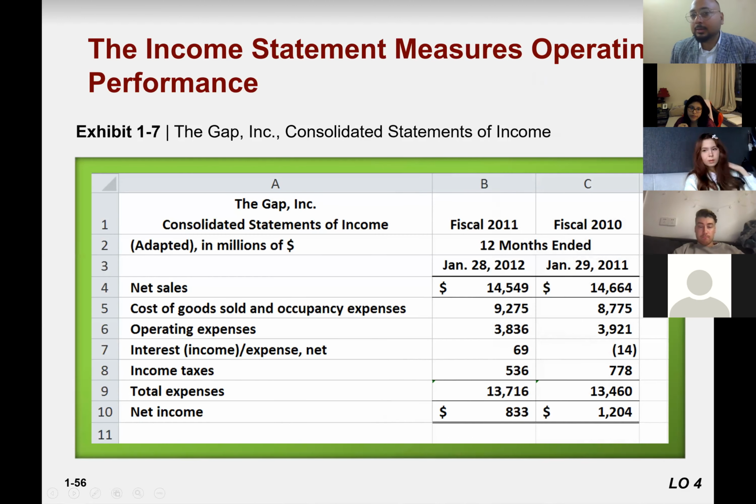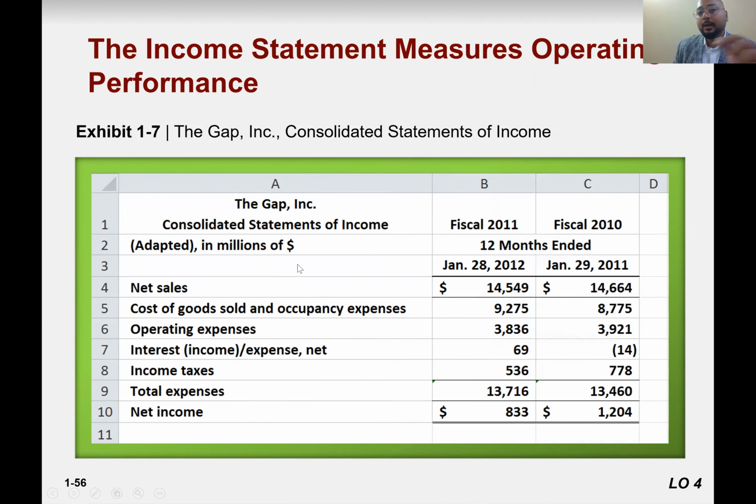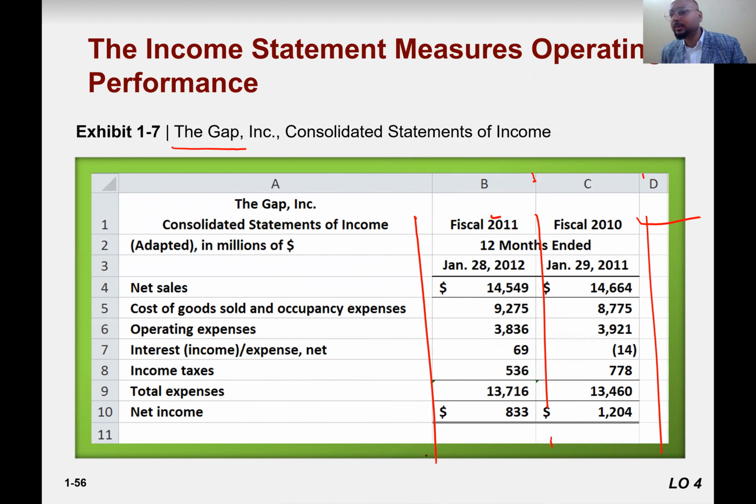So here is the typical income statement of a business. Here we go. We have Gap Incorporation. We already know that. What is Gap? It is selling clothing: kids clothing, female clothing, male clothing. You see fiscal year 2011, fiscal year 2010. So it's showing you two years of income statements. Don't worry about all this stuff. This is just for comparison. You can also make it for one year, two years, three years, four years for your comparison. If you want to compare, you can also put the numbers here, 2009.